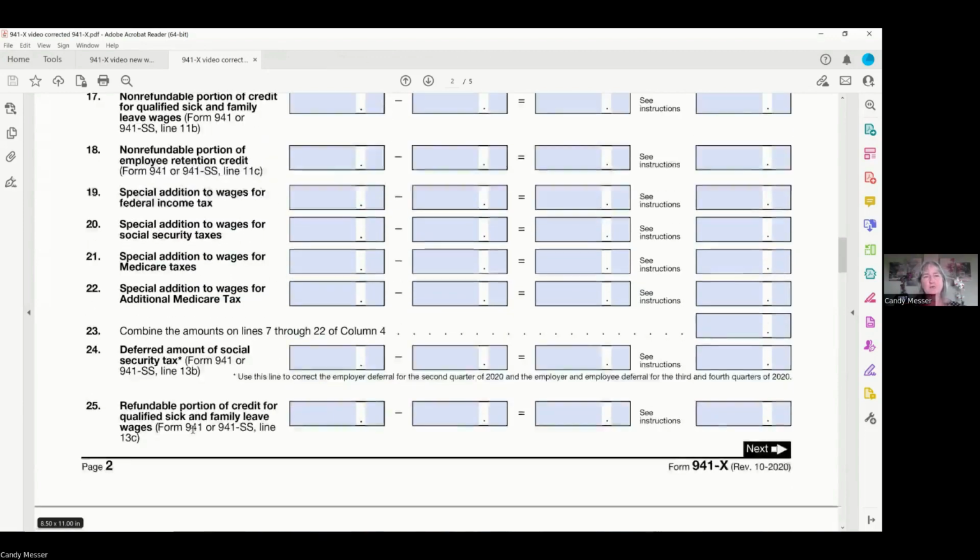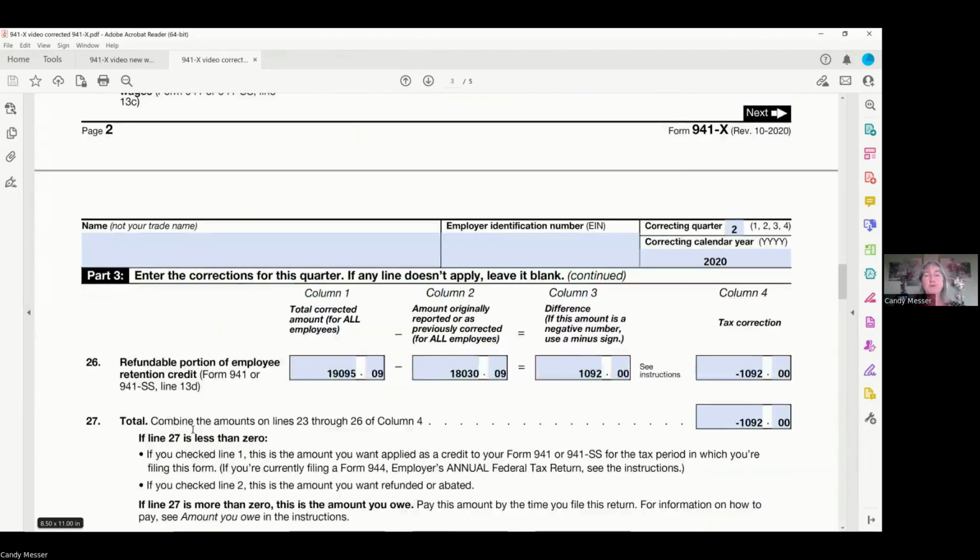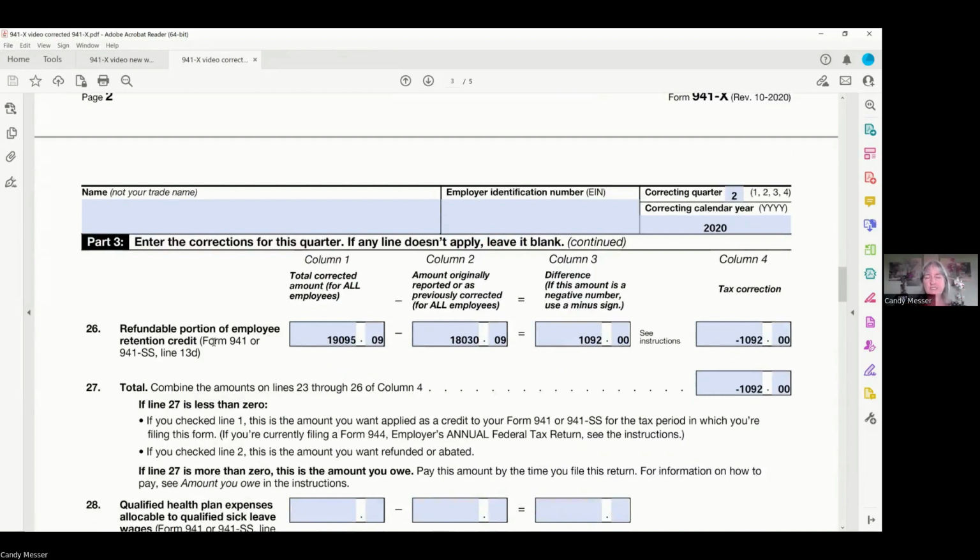So the only amounts that we will be changing are going to be the refundable portion, line 26. Here you can see we're saying the new amount is $19,095.09. The original amount claimed was $18,030.09, and the difference is $1,092 for the employee retention tax credit. When you have a positive number in column 3, you make a negative number in column 4 and on line 27. So this is the additional amount of the employee retention tax credit that is due to the business for the amount of tips that they did not claim.